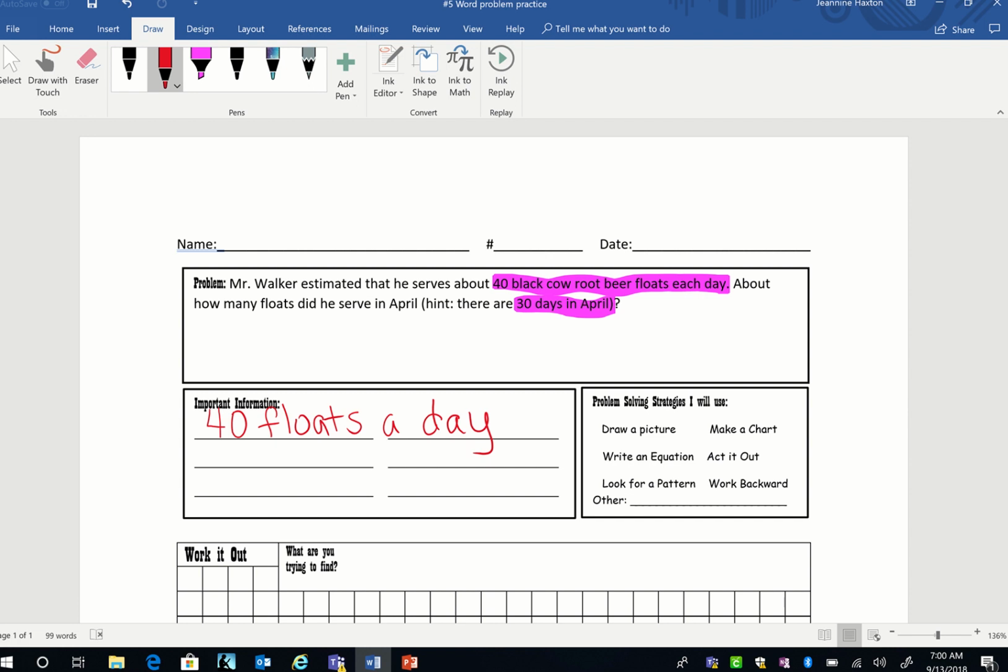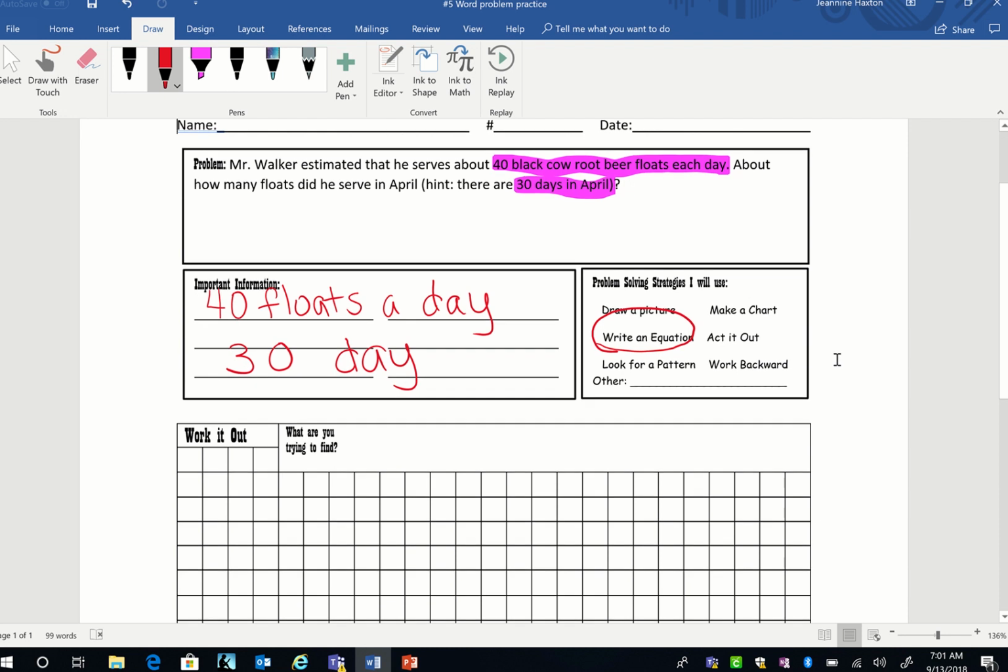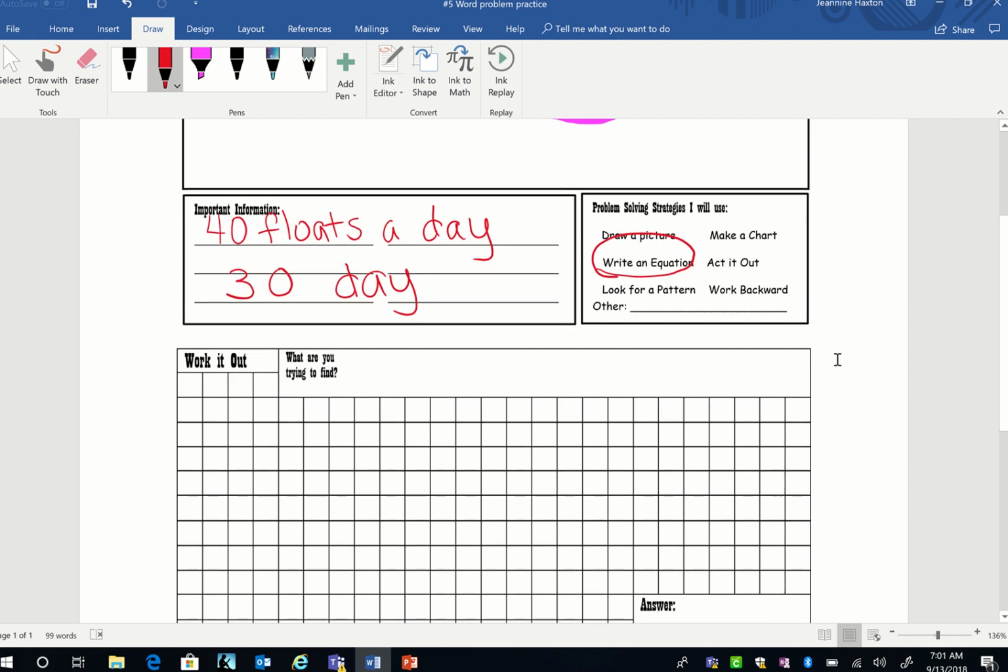And then, excuse me, there's 30 days in April, and we want to know if in the whole month of April, how many would he have sold? Okay, so I'm looking at this, and I'm thinking, every day 40, so it's going to be 40 plus 40 plus 40, a lot of 40s in there. So I think I'm going to try to write an equation, and I can use something that I know for this.